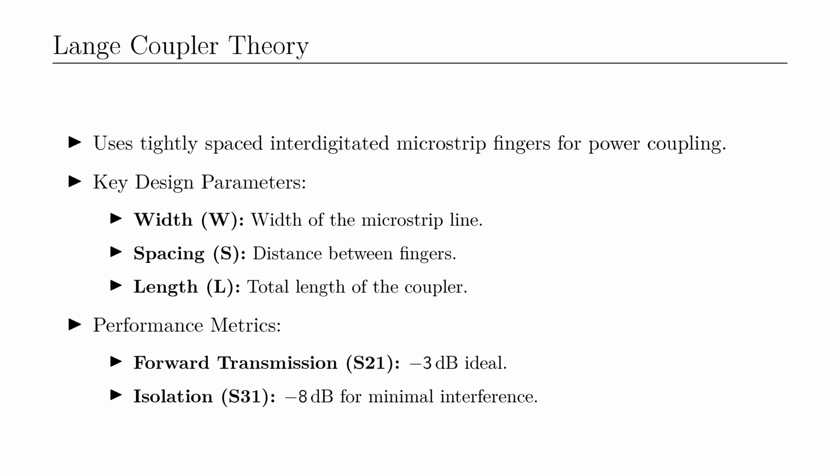The Lange coupler uses tightly spaced interdigitated microstrip fingers for power coupling. Key design parameters include: the width, represented by the symbol W, defines the microstrip line's thickness. The spacing, denoted as S, specifies the gap between the fingers. The length, represented by L, determines the total coupler size.